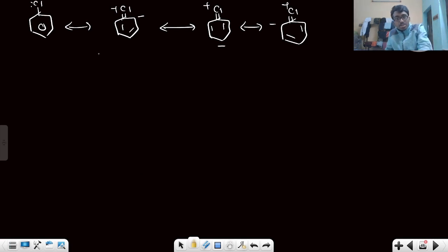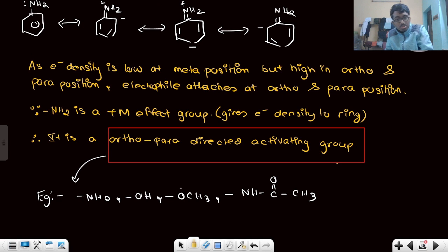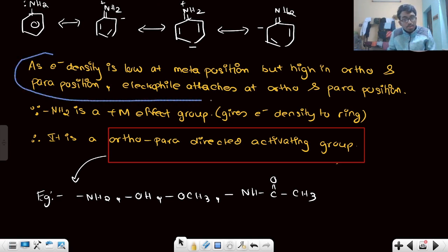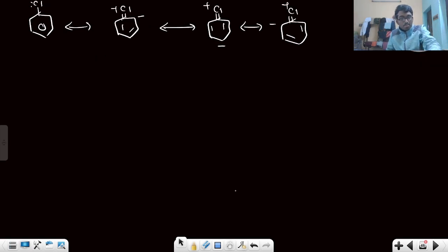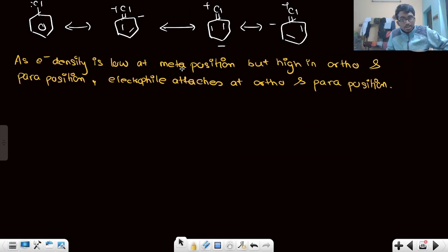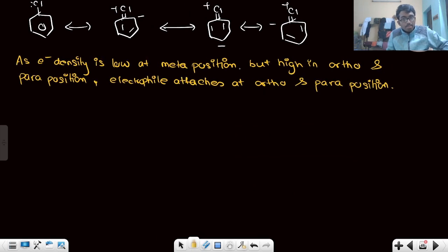So this region is same as the previous region, so I am just copying the region, not writing. Copy, paste. As electron density is low at meta position but high in ortho para position, it will attach at the ortho and para position. Done.